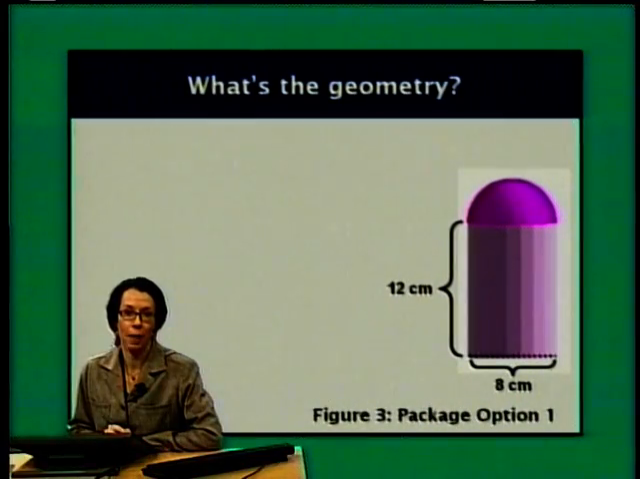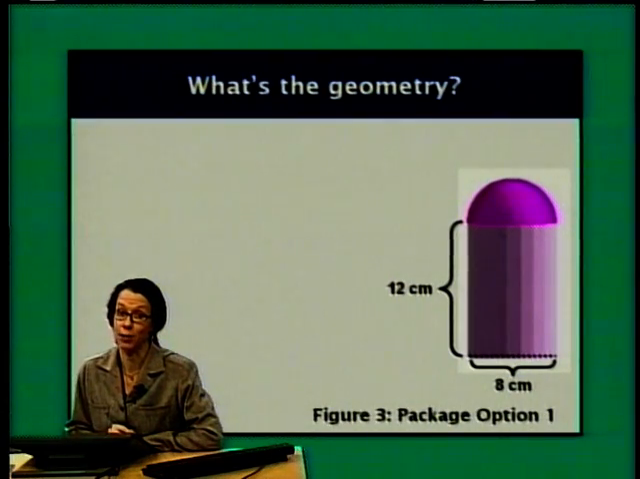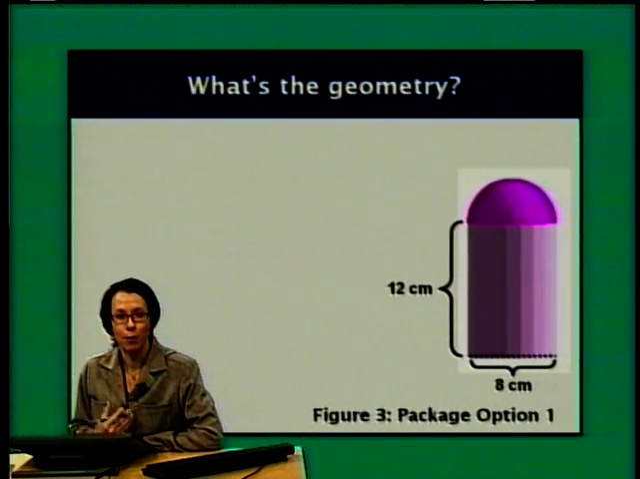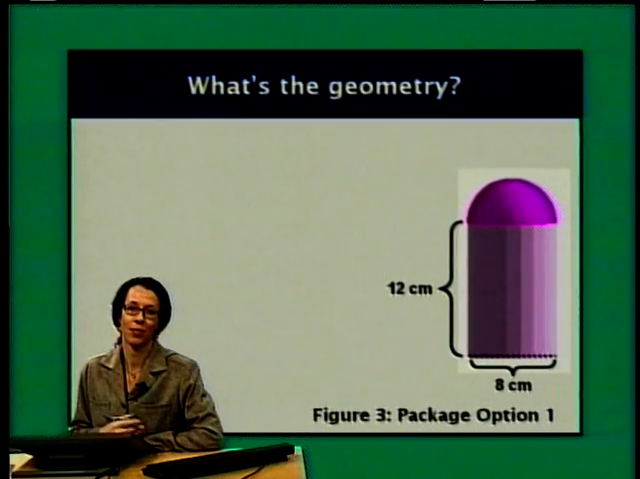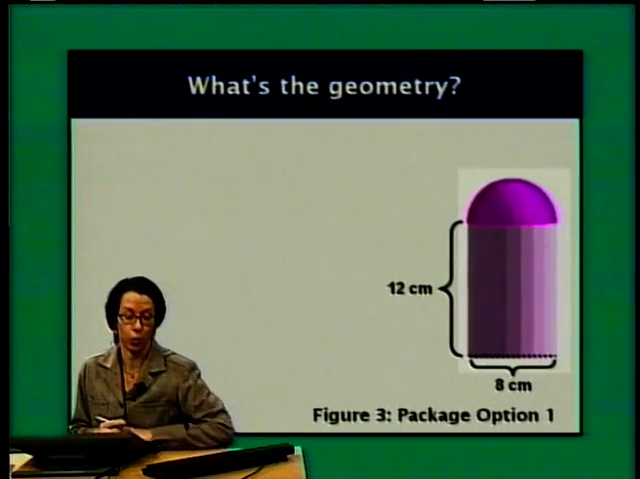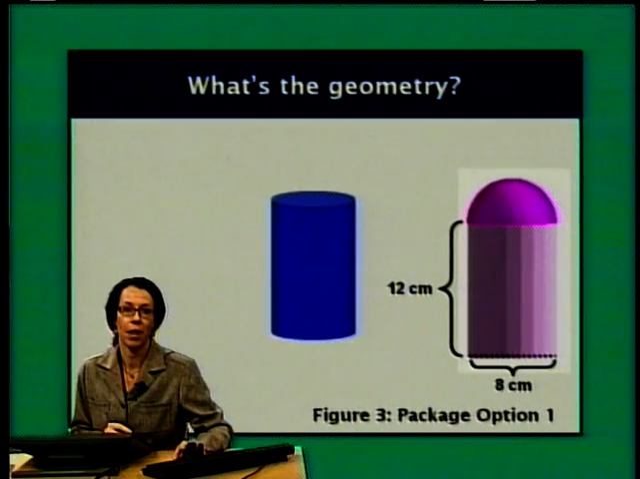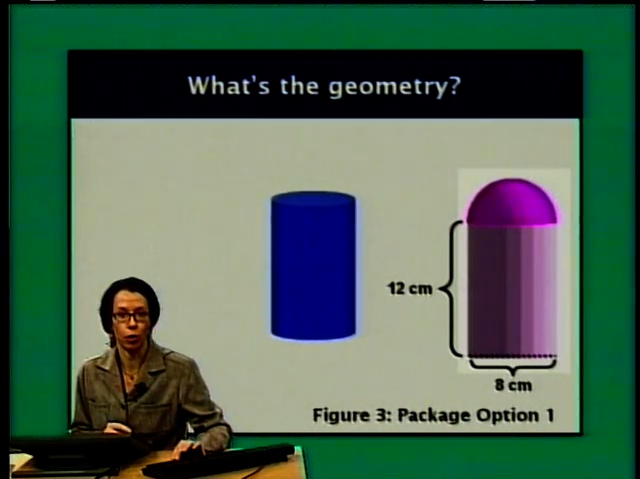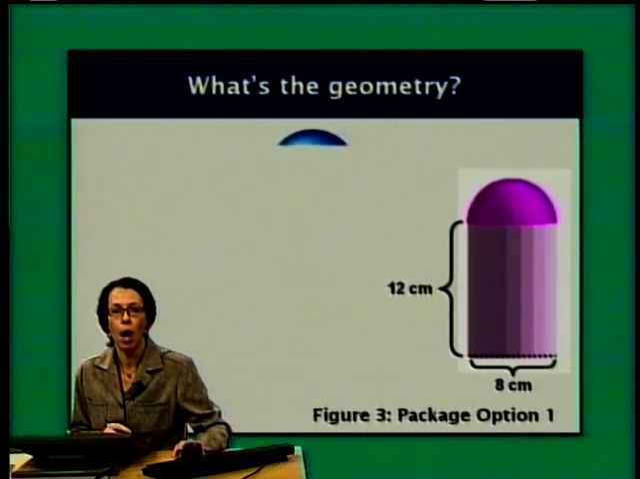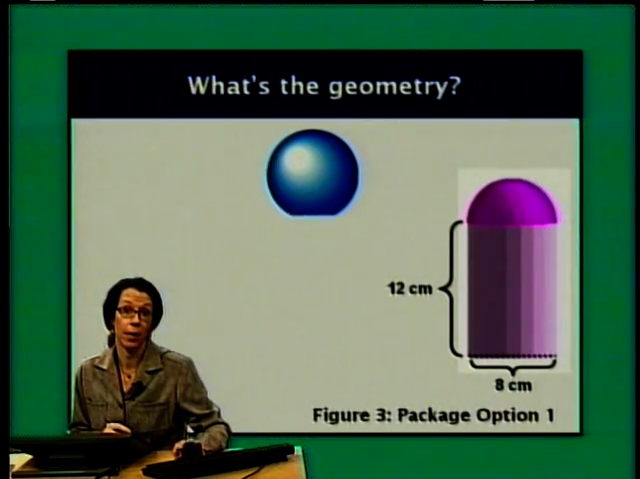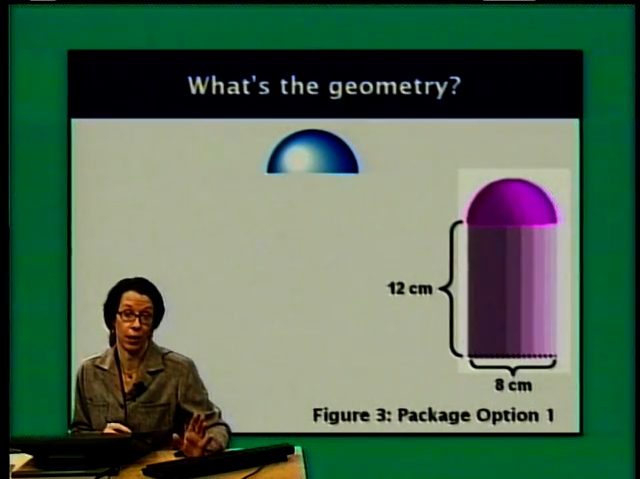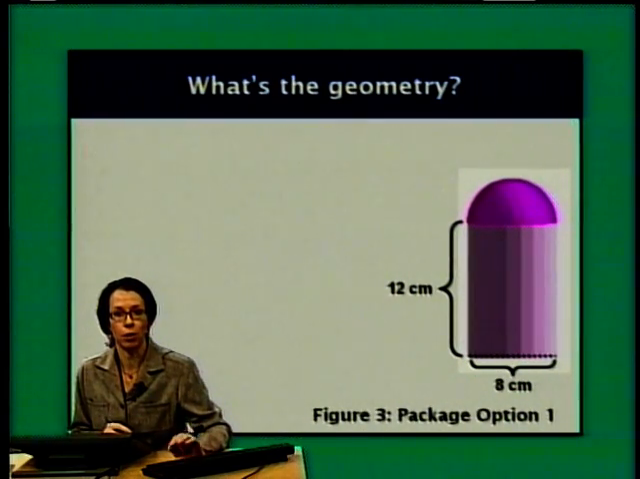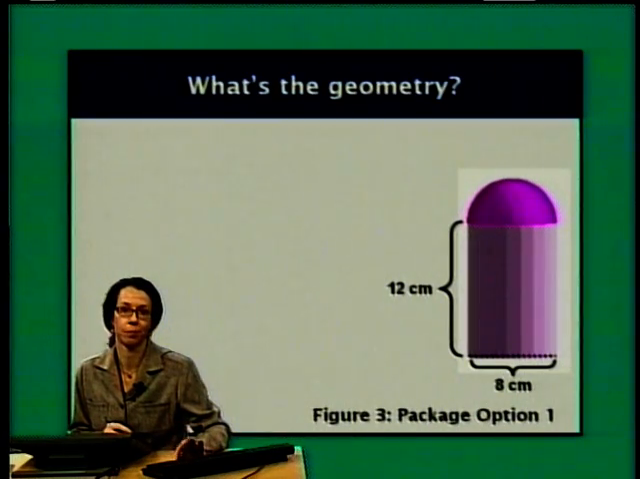So here's the first package option. It's a package for cotton balls, but it might look more like packaging for deodorant. But this is the shape they gave us to work with. And this is now a three-dimensional figure, and we want to get a sense of the geometry first. So when I look at this figure, I see that part of it is cylindrical. The main part of this package is cylindrical. And on top of that, there's a spherical shape, but actually it's just half of a sphere. So we're dealing with a cylinder and a sphere in this problem.